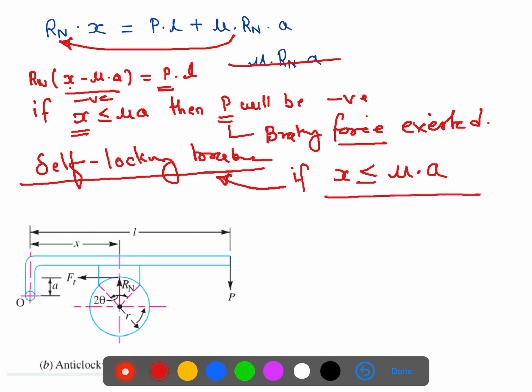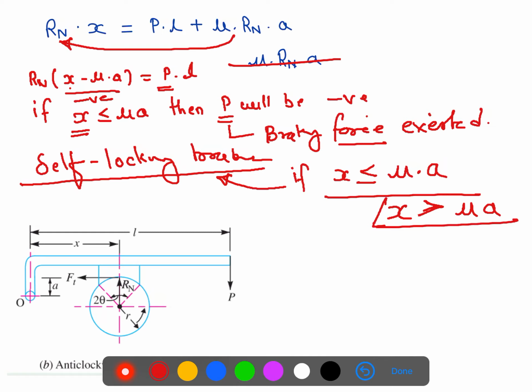So brake should not be a self-locking, and in that case, to avoid the brakes to be self-locking, value of x should be always greater than mu A. Value of x should be always greater than mu A, right? So this condition we have to take into consideration. So brake may be a self-energizing, but it should not be a self-locking.